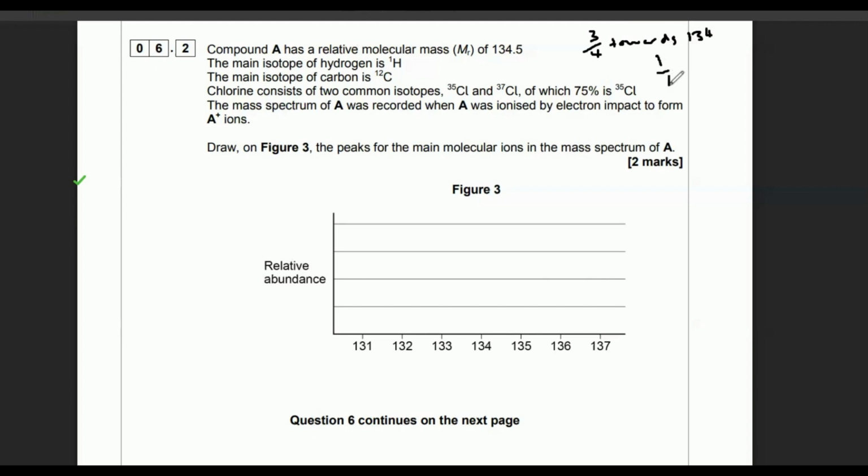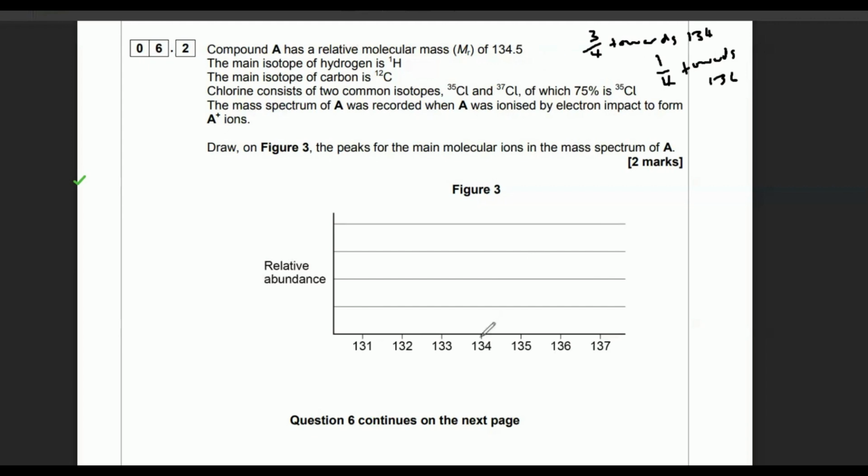So 1/4 going up, increasing in relative molecular mass if it has chlorine-37, because 25%, 1/4 towards that would have to be 136. So that tells me that when it has chlorine-35, it's going to be 134. The whole number will be 134. And then when it has 37, it will be 136.